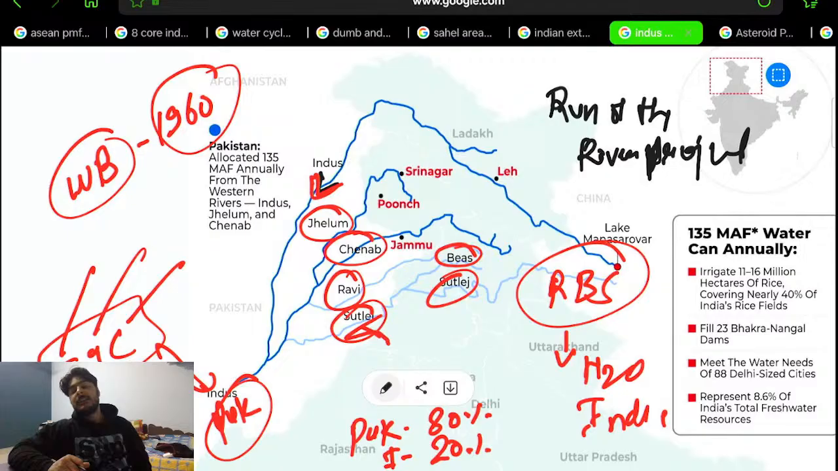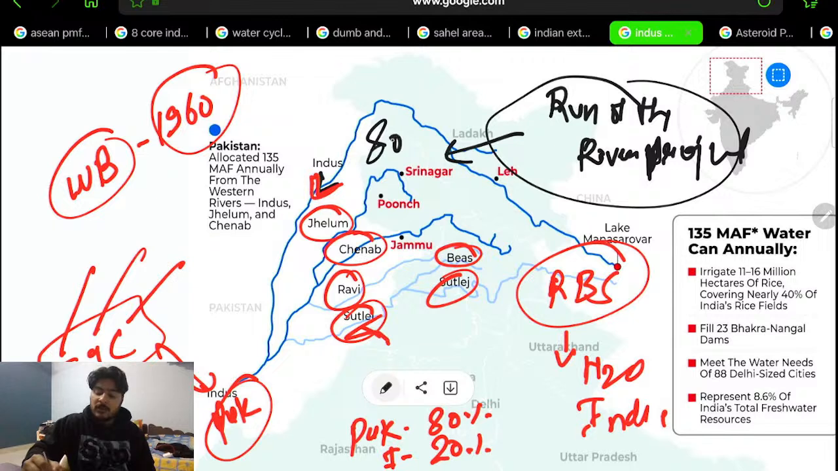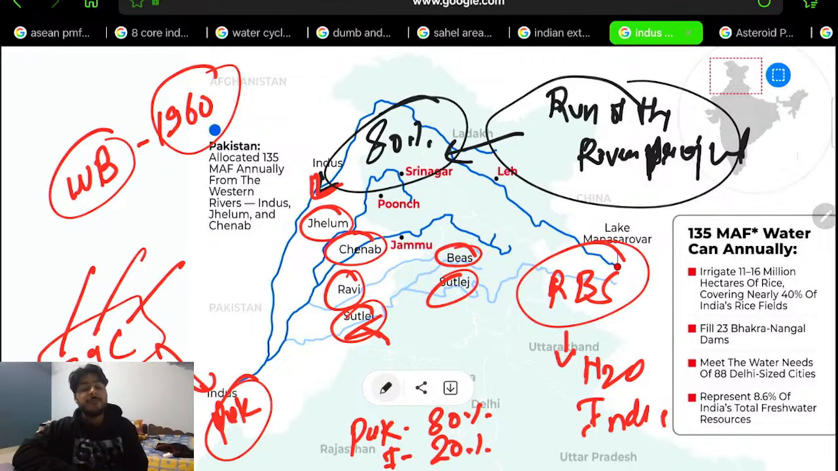Hence, it is written there that India can make a dam, no issue in this, and make electricity. But the only thing is, if you are making a run of the river project, ensure that 80% of the supply is going to Pakistan. We are only allowed to use 20% of the water of the perennial river. Is that clear, everybody?